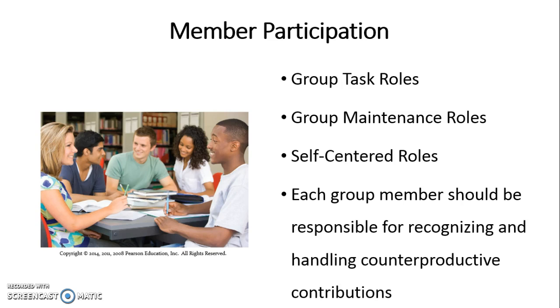Keep in mind that each group member should be responsible for recognizing and handling counterproductive contributions. So it's not just the leader who needs to say, "Hey, you're being counterproductive here. We all need to work together." Group members can even come together and recognize that person's not doing their fair share, or that person keeps pulling away from the rest of the group. We should handle this issue.